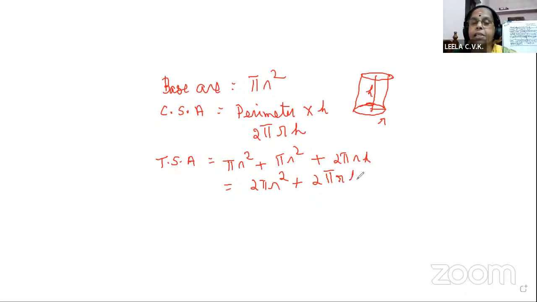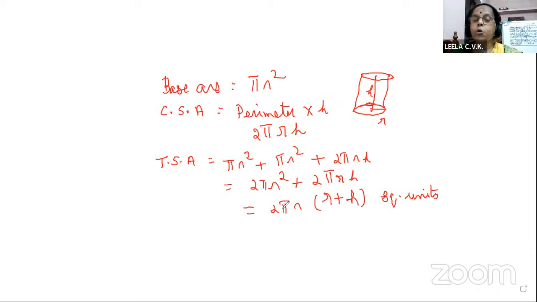So in these two terms, which is common? 2 pi r is common. 2 pi r into here, what is remaining? R plus h. And what is the unit? The square units, isn't it? Why it is square unit? See here, radius is the length unit that multiplied by h or r. This also is length unit. So one unit into other unit, it is square units.